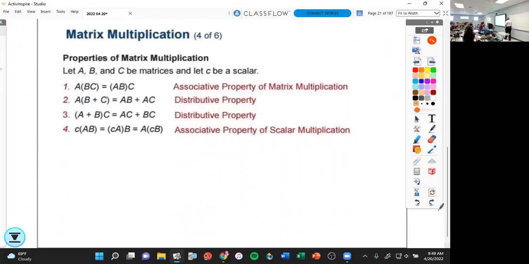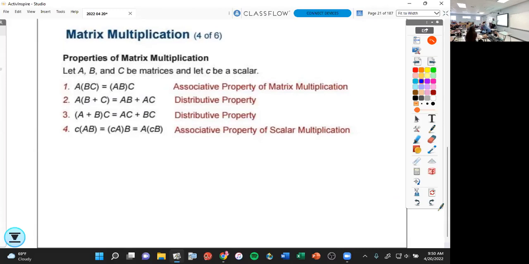Okay, matrix multiplication. That was addition. This is multiplication. Multiplication, associative property holds true. Distributive property holds true, both directions. I do want to point out that order is important.